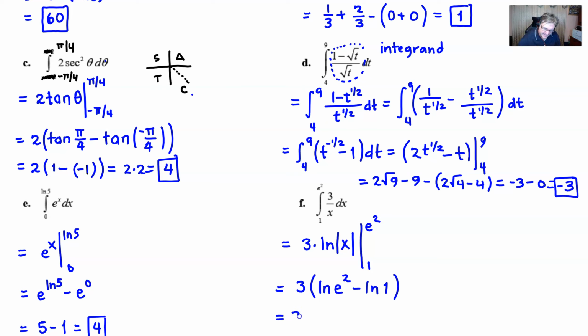In our next step, 3 comes in front once more, and then we have natural log of e squared, which means the 2 can come out in front, and then the natural log of e is 1, so you simply have a 2. And then the natural log of 1 is equivalent to 0, and then 3 times 2 is 6.